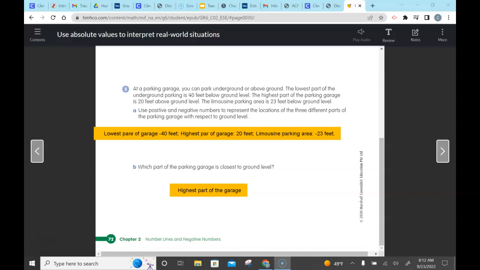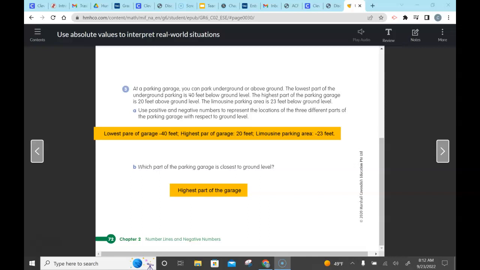Now understand, ground level would be considered 0 on a number line. So we can see lowest part of the garage, -40 feet. Why is that? 40 feet below ground level, the word below means it's going to be represented with a negative number. Highest part of garage, 20 feet. Why is that? Just regular 20 feet, positive 20, it's 20 feet above ground level. Limousine parking area, -23 feet. Why -23 feet? Because it's 23 feet below. So below gives it that negative number there.